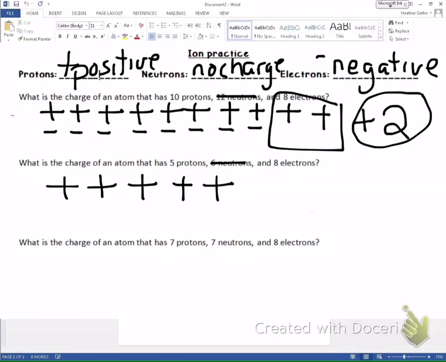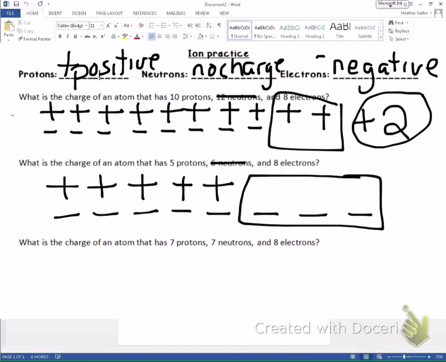Okay, and then we want to match an electron up with each proton. So if I have 8 electrons, I'm going to notice that I can only match 5 of them up. And so 3 are going to be all by themselves. And so when I box in what's extra, I see that I have 3 extra electrons. Because electrons are negative, this particular atom will have a -3 charge.